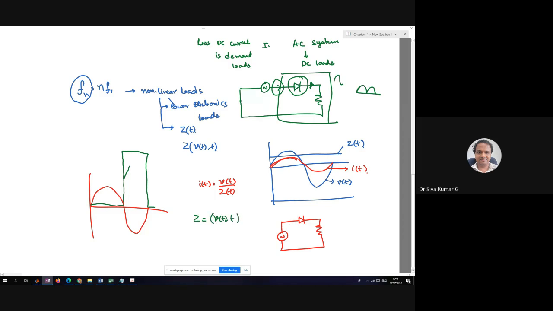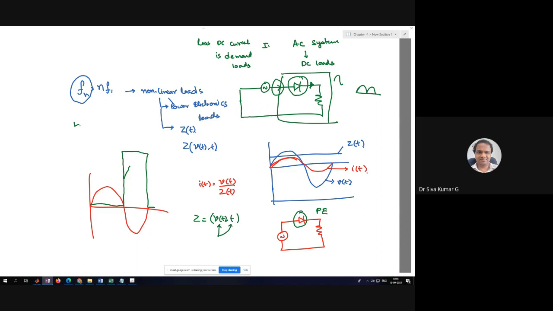It is not necessary that it be a power electronic device. Wherever the load depends on the applied voltage or on time t, we can call it a nonlinear load. Whereas an inductance is not a nonlinear load, because the impedance is the same; with respect to time, L is constant. The inductive reactance or the capacitive reactance is the same.